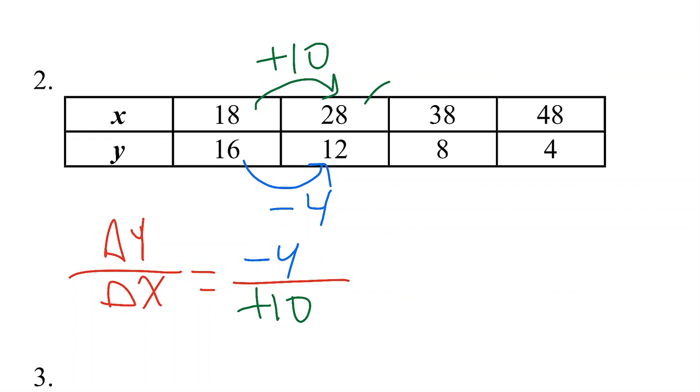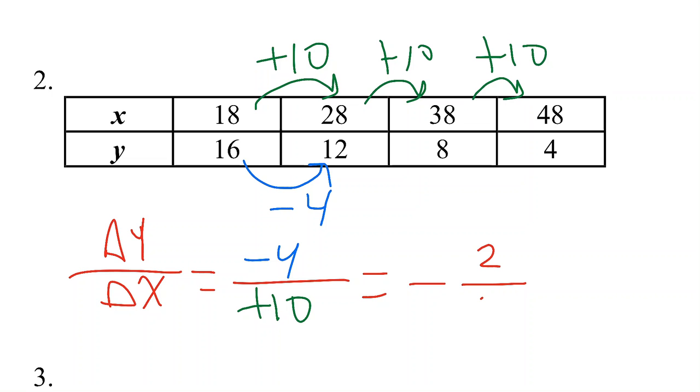And you can see going this way, for the ones I gave you guys today, it's going to be the same, positive 10, positive 10. And then you simplify. Negative 4 divided by positive 10, well, you simplify your fraction. So it's going to be a negative rate of change. And you can divide by 2, so you end up with negative 2/5.